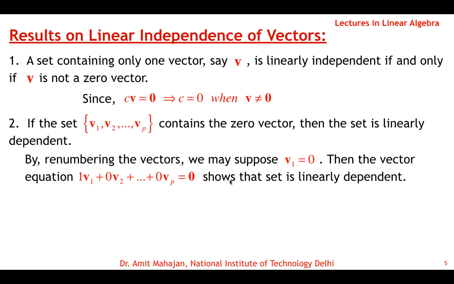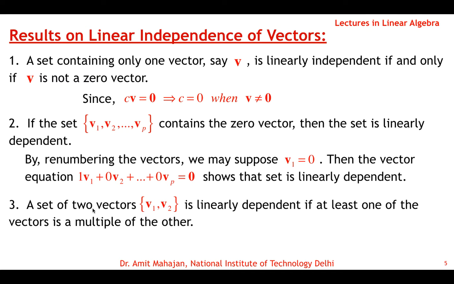So remember that if you are given a set, then for it to be linearly independent, it should not have a zero vector. And not having a zero vector does not mean it's a linearly independent set. You have to check it further for linear independence.